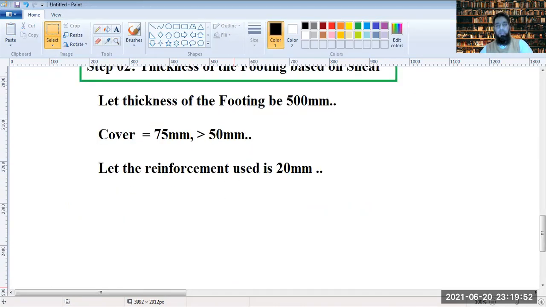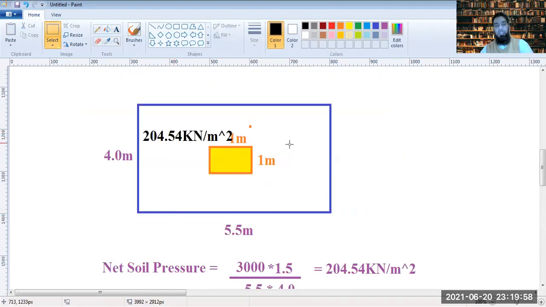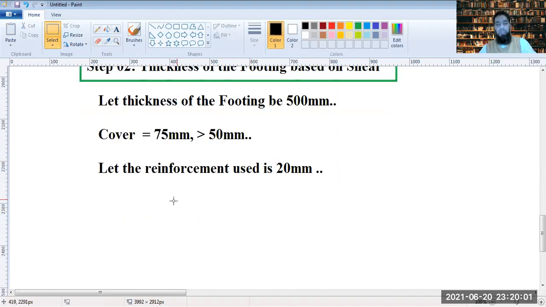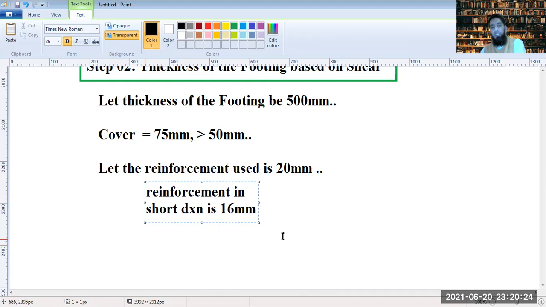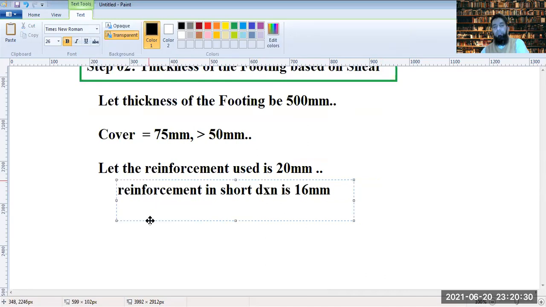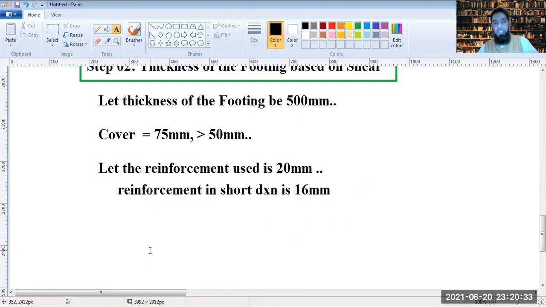So the reinforcement used is 20 mm bar diameter, and this would usually be in the longer direction that we provide 20 mm. You would also have the reinforcement in the shorter direction, and that would be lesser, say 16 mm. That side becomes the secondary reinforcement. The primary reinforcement here is in the longer direction, and in the shorter direction we are using some 16 mm.